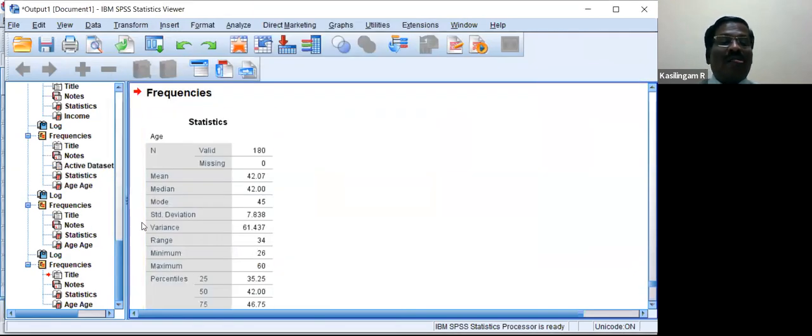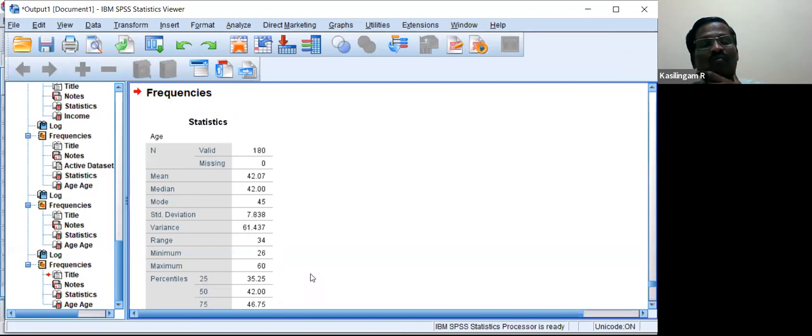Now the range. What is range? It is the difference between minimum and maximum. Here the age is distributed between minimum 26 and maximum 60. So the range is 34 years of age between minimum and maximum. This much difference is there. One person is 60, another person is 26. So 60 minus 26, the range is 34.